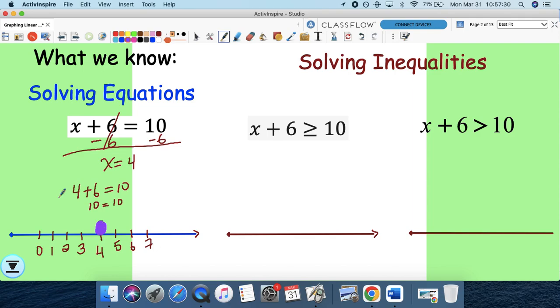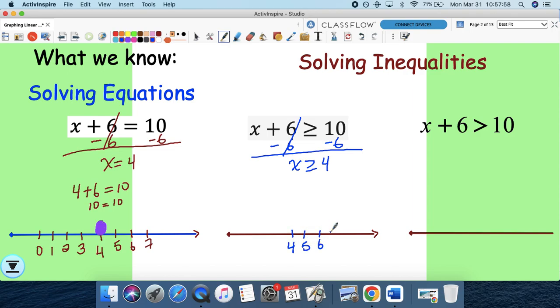Okay, let's see how that's a little bit different with inequality. So let's start by solving this. Minus 6, minus 6. This goes away because it becomes 0, and x is greater than or equal to 4. So it's saying that x, the number that we don't know, that can be added to 6, is going to equal a number that's greater than or equal to 10, can be any number greater than or equal to 4. So let's draw that on the number line and represent the possible solutions.